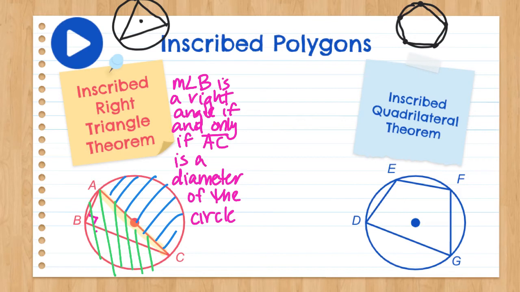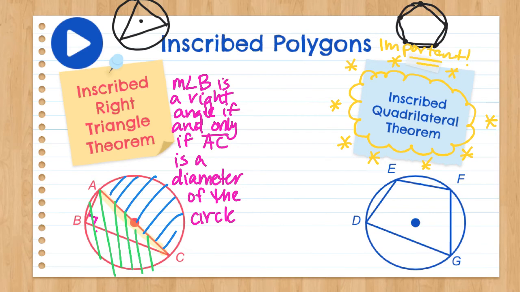So now let's talk about the inscribed quadrilateral theorem. And this is an important one that a lot of students seem to forget, or they seem to get really confused about. So I am going to draw a yellow bumpy cloud around it and some yellow stars, and I am going to write the word important above it. Hopefully that makes sense to you.